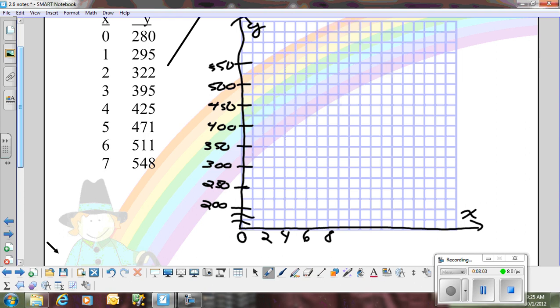So let's plot these points. I have the point 0, 80, so that's going to go right there. And you do not have to label these points, by the way. 1, 95. 2, 322. It's almost at 25. 3, 395.